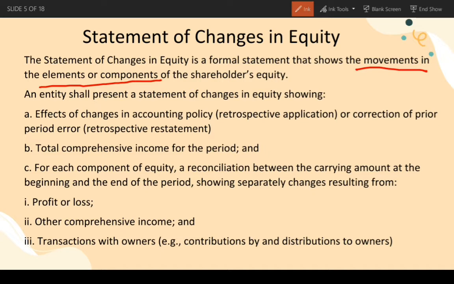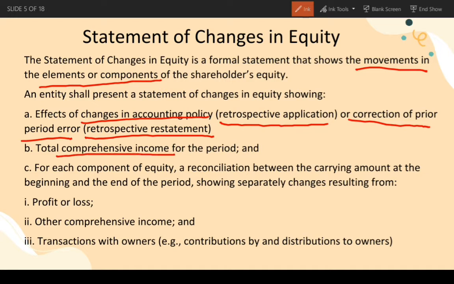So, ito yung mga kasama or pinapresent sa statement of changes in equity. So, first, effects of change in accounting policy using retrospective application or correction of prior period error using retrospective restatement. So, dito sa letter A ay meron tayong nakabukod na slides. So next, total comprehensive income for the period. So yung comprehensive income ay tinatransfer siya or kinoklose siya sa retained earnings. And then yung retained earnings nagre-reflect siya sa statement of changes in equity.